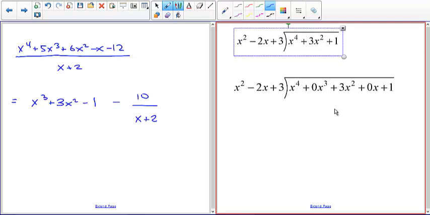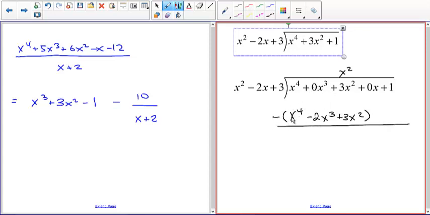Okay, so let's work through this one. Again, what do I need to multiply x squared by to get x to the 4th? Well, the answer would be x squared, and I put it in the same column as the x squared underneath, because there's a space for each thing. So I multiply x squared by x squared, I get x to the 4th. x squared times negative 2x is negative 2x cubed. x squared times 3 is plus 3x squared. I subtract that, and this one goes out.